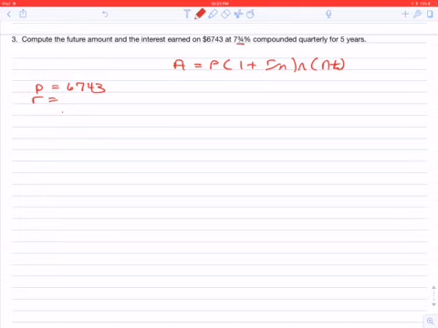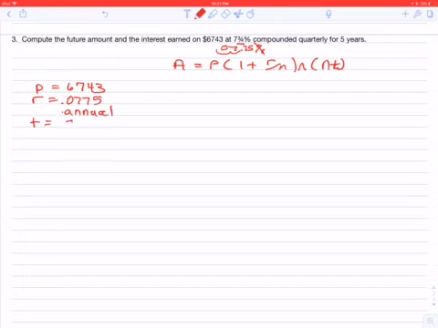So 3 divided by 4 is 0.75. So I have 7.75%. To put it in a form so that I can calculate with it, I'll drop the percent sign and either divide by 100 or move the decimal point 2 places to the left. So I have 0.0775. Now I know this is an annual rate because I'm not told otherwise. And I'm going to leave it in there for 5 years.